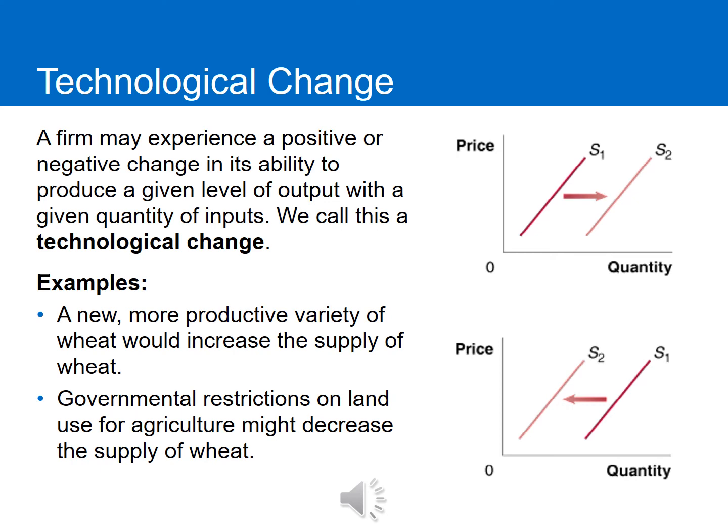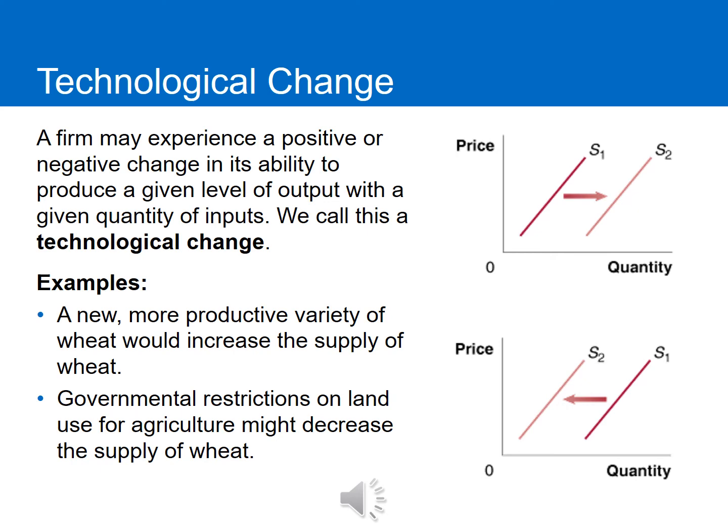So for some examples, let's say a new, more productive variety of wheat. If farmers begin using this, if it increases yields from the same plant or the same number of seeds being planted, that's going to increase the supply of wheat. So in our figures on the right, the top right figure represents an increase in the supply curve. The supply curve will shift to the right from S1 to S2 because now farms are able to produce more wheat.